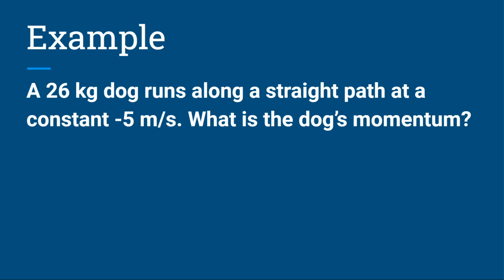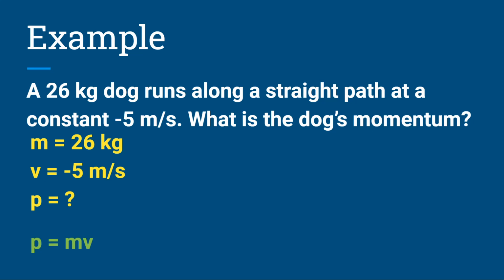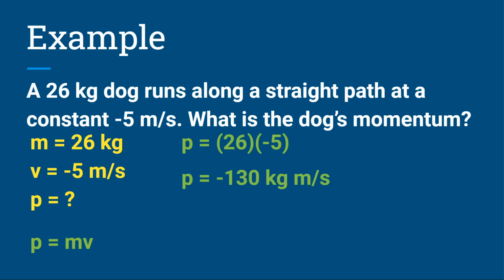All right, so here is an example problem. It says a 26 kilogram dog runs along a straight path at a constant -5 meters per second. What is the dog's momentum? Again, when you look at this problem, you're going to want to identify the information you have. We have mass, we have velocity, and so we can solve for momentum using our equation P equals m times v, and it's a simple substitution. 26 times -5 will give us a momentum of -130 kilogram meters per second.